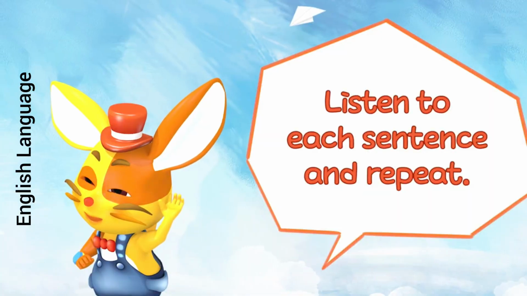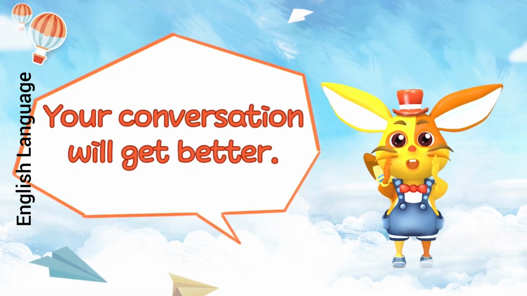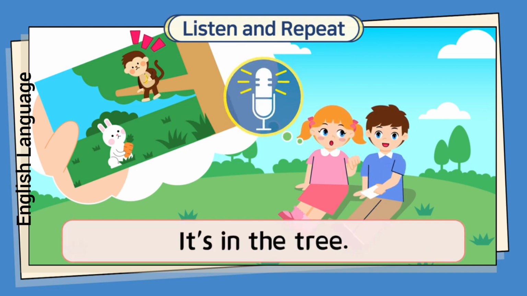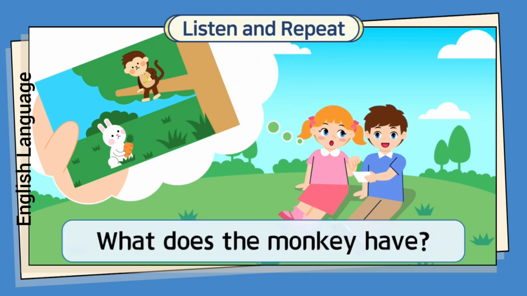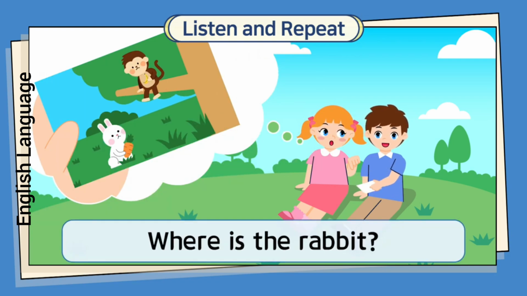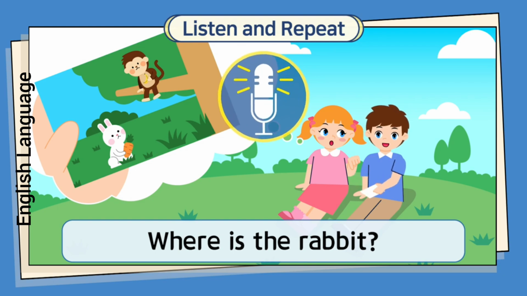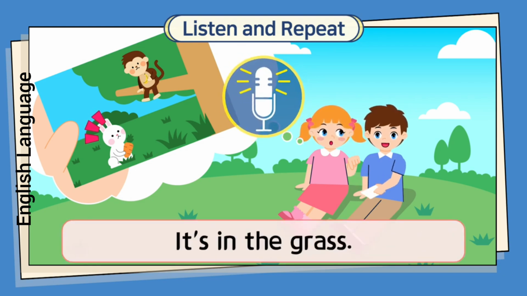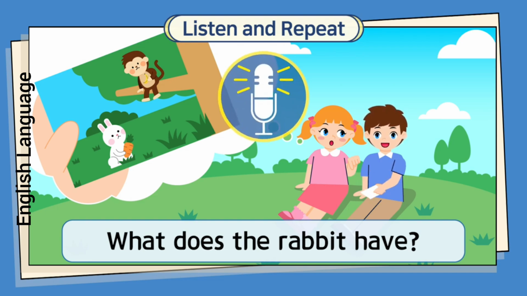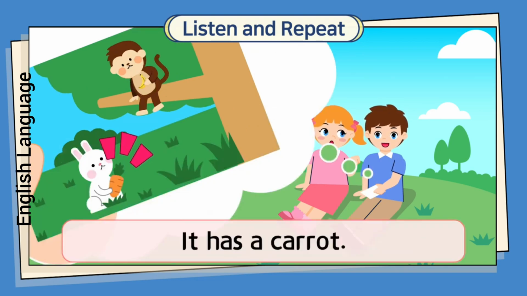Practice. Listen to each sentence and repeat. Your conversation will get better. Where's the monkey? It's in the tree. What does the monkey have? It has a banana. Where is the rabbit? It's in the grass. What does the rabbit have? It has a carrot.